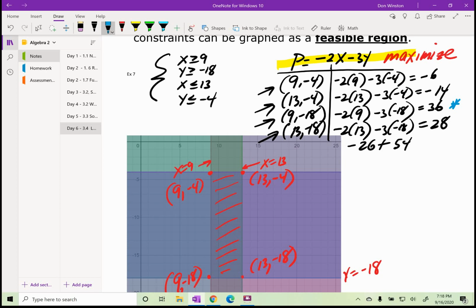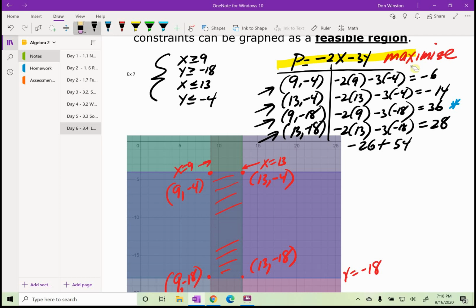If the objective was to minimize it, we would choose 9 and -4 because that gives us the smallest value. But here I'm saying the objective is to maximize, so we would choose 9 and -18. And again, it always occurs at the corner points.